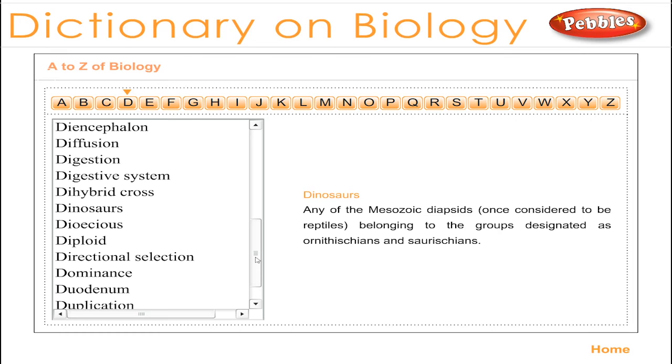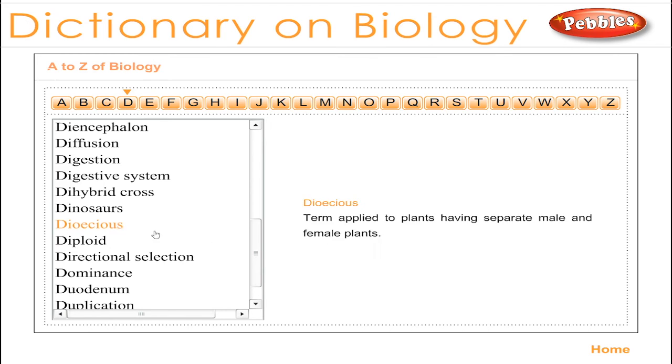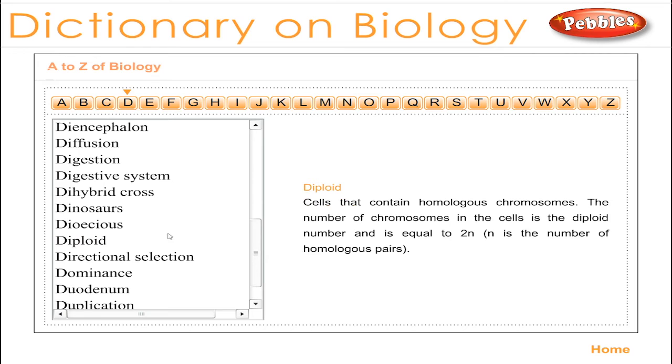Dinosaurs. Any of the Mesozoic diapsids, once considered to be reptiles, belonging to the groups designated as Ornithischians and Saurischians. Dioecious. Term applied to plants having separate male and female plants. Diploid. Cells that contain homologous chromosomes. The number of chromosomes in the cells is the diploid number and is equal to 2n. N is the number of homologous pairs.